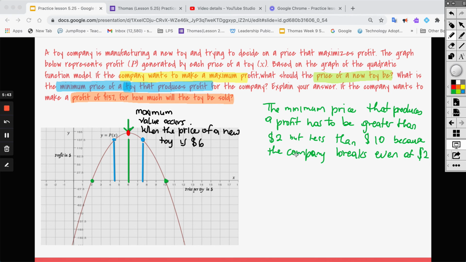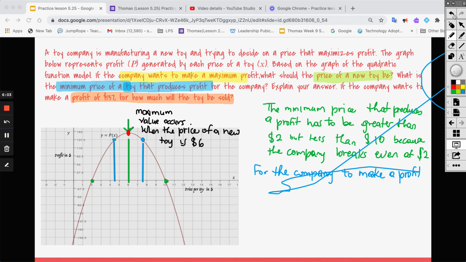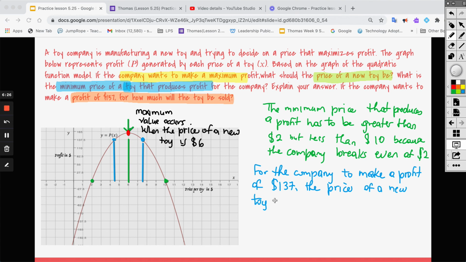So it would mean that for the company to make a profit of $137, the price of a new toy must be about $4.50, and I'm estimating, or $7.50.